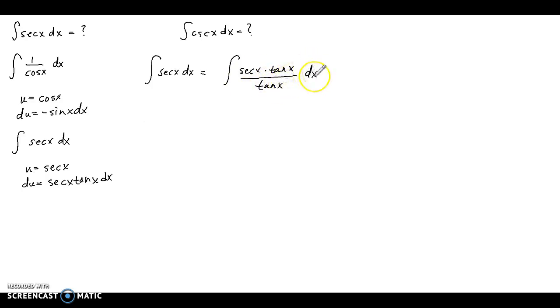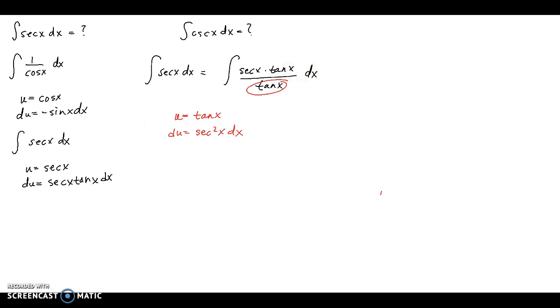Now, usually when I have a fraction, I let the denominator equal my u. So assuming this is my u, u equals tan x, and my du would equal secant squared x dx. Now, I'm still having an issue. I don't have secant squared. All I have is secant tangent. So I need to make a secant squared appear somehow. The other option I have is to multiply by more than just a tangent x.